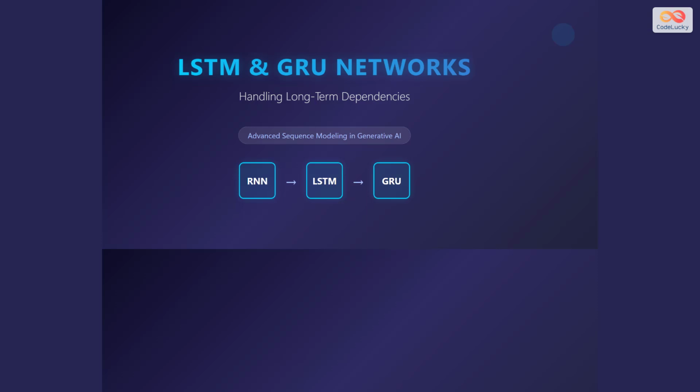Welcome. In this video, we are going to explore advanced recurrent neural network architectures. Specifically, we will look at long short-term memory networks, or LSTMs, and gated recurrent units, or GRUs. These are the engines that power many generative AI applications by effectively handling long sequences of data.